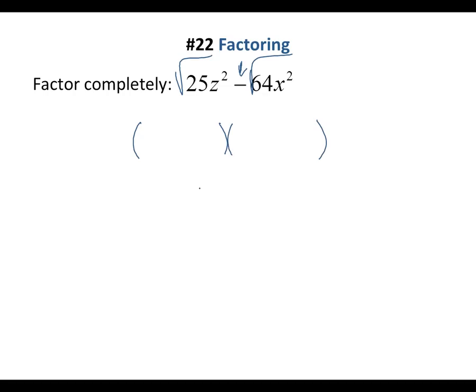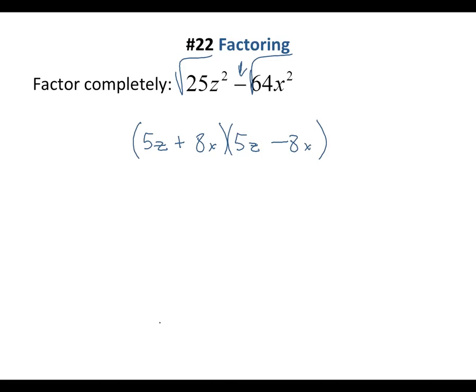Well, that would kind of be like looking for the GCF, right? Is it in descending order? Well, they both have a square. There's no common factor. What's the next question? How many terms do I have? I don't have four terms, so I'm just not grouping. I don't have three terms, so I know it's not one of the trinomial problems. I have two terms with a minus sign in the middle. So anybody know the name of this one?